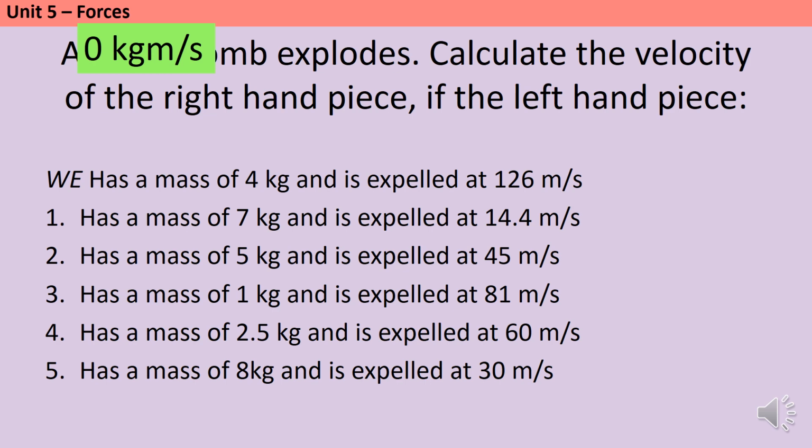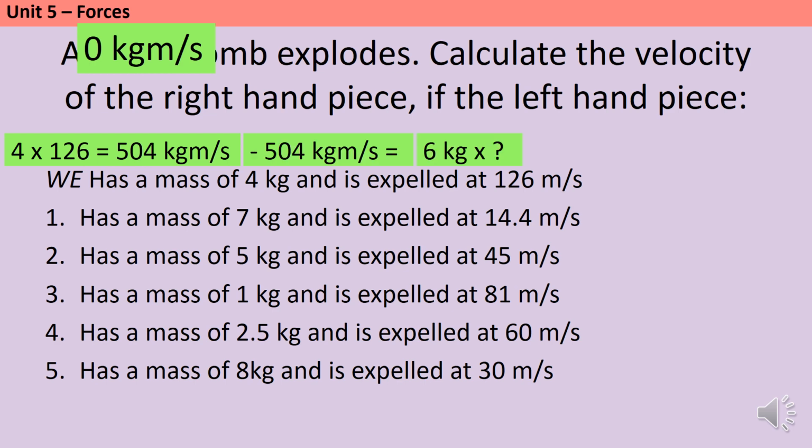Our first piece has a mass of 4 kilograms and it moves at 126 meters per second. Therefore, it has momentum of 504 kilogram meters per second. In order for my total momentum to still be 0, the other piece of the bomb must have minus 504 kilogram meters per second of momentum. That number is made up of the mass of that other piece, which is 6 kilograms, because the whole bomb is 10, so 10 take 4 is 6, times by the velocity. So 6 times something is minus 504, minus 504 divided by 6 is minus 84 meters per second. So that is the velocity of the second piece of the bomb.